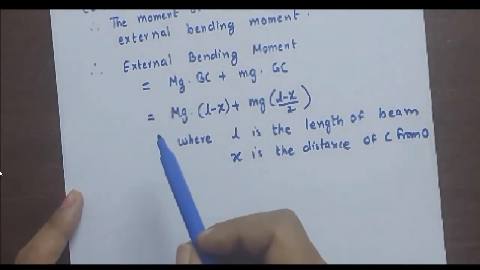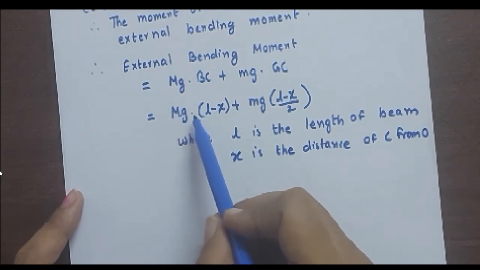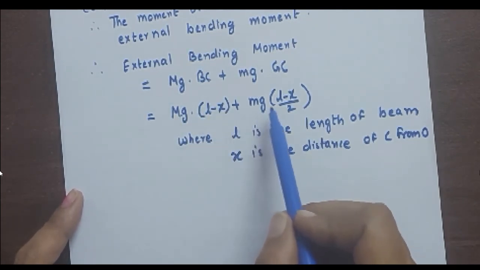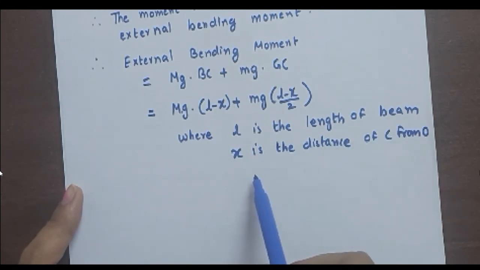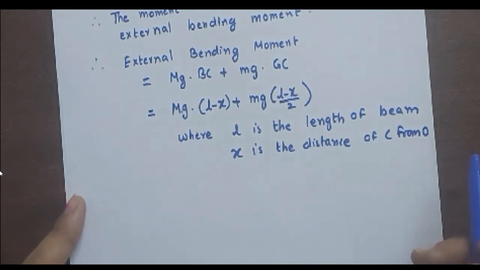So external bending moment is given by capital M into g into (L minus x) plus m into g into (L minus x) upon 2, where L is the length of the beam and x is the distance of C from O. Thank you.